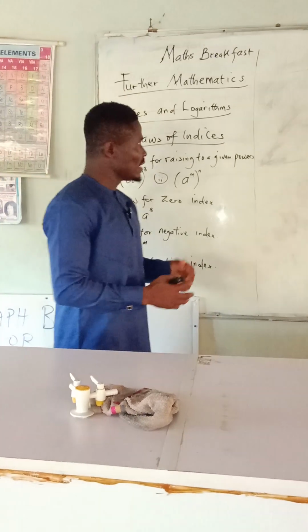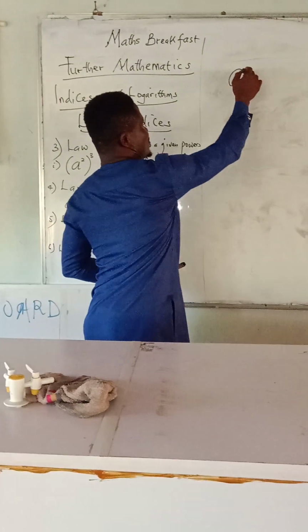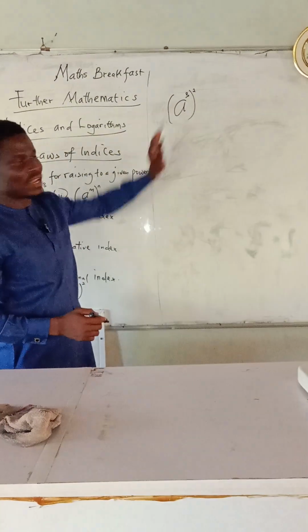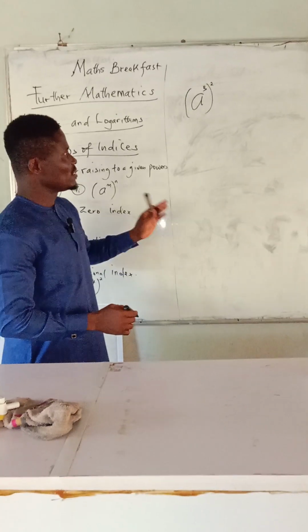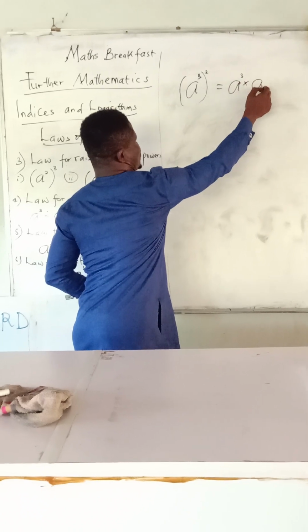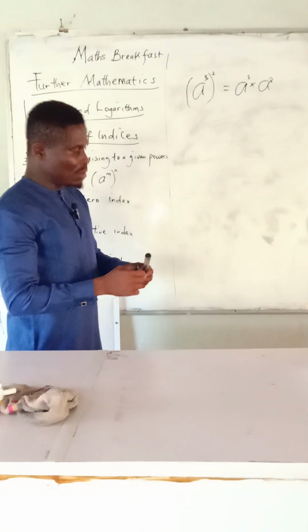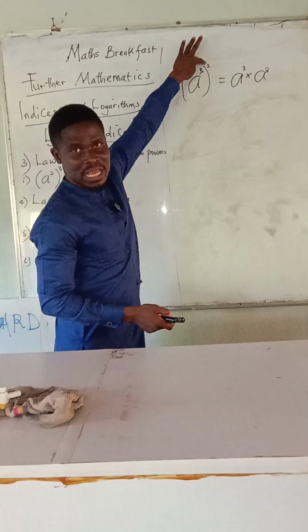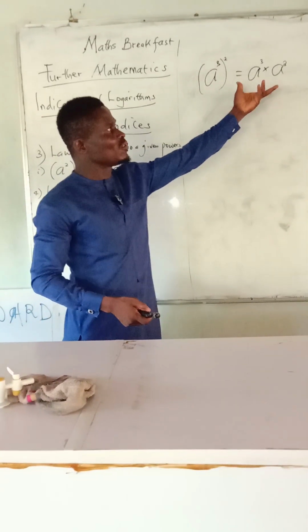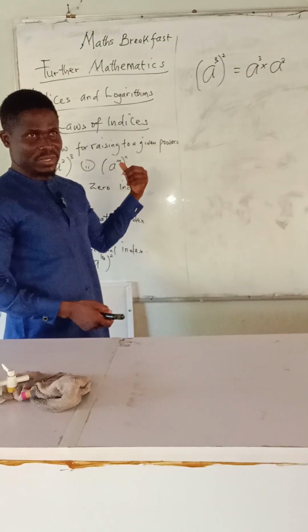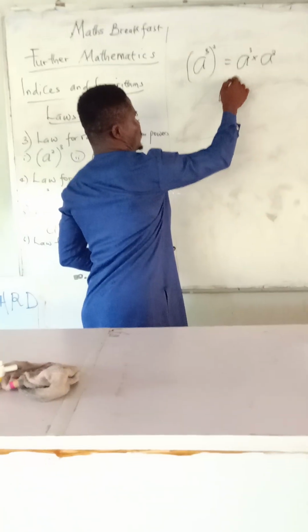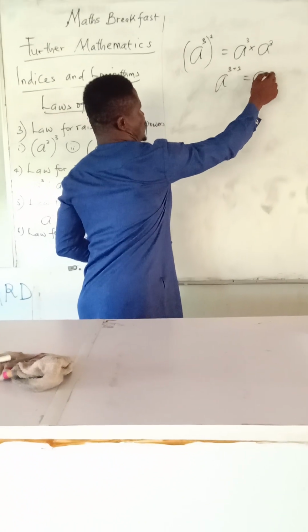When you have an expression like a raised to power 3, all raised to power 2, how do you solve this? It's simple. That is a^3 times a^3. Because this is raised to power 2, we multiply it 2 times. Now you obey the first law of indices: when the base is the same, you add the indices. We now have 3 plus 3. That is a raised to power 6.